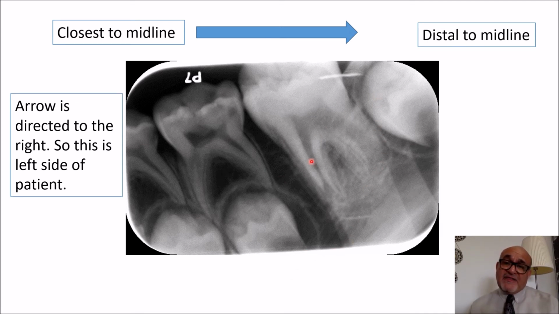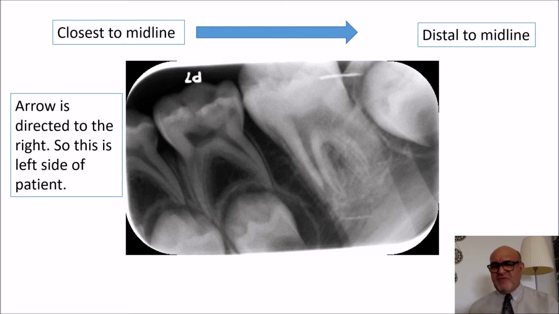Have a look at the direction of the bone trabecules. You will see that they run in a horizontal direction, so this is for the mandible. This is the first step. Second step is that this is the area which is closest to the midline. So this is the deciduous 4, deciduous 5, and this is the 6. From the midline, we're going to draw the arrow. The arrow is directed towards the right, so this is the left side of the patient.